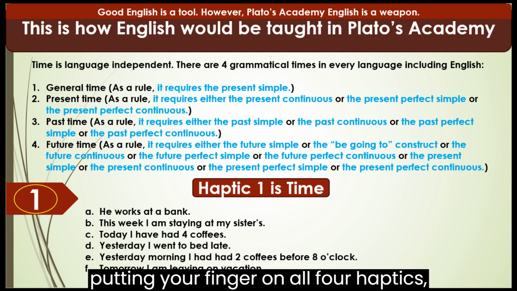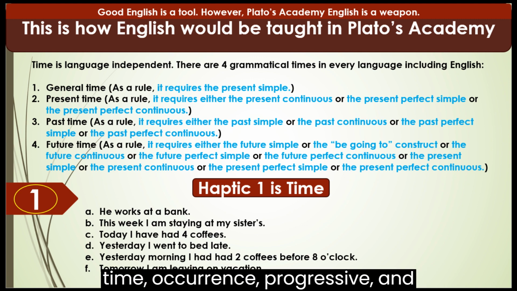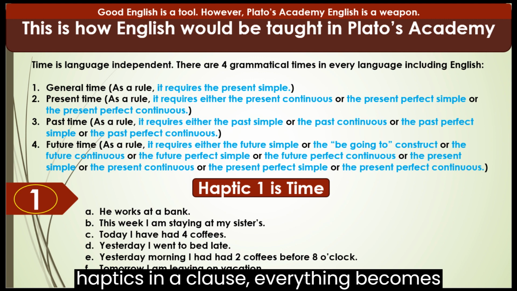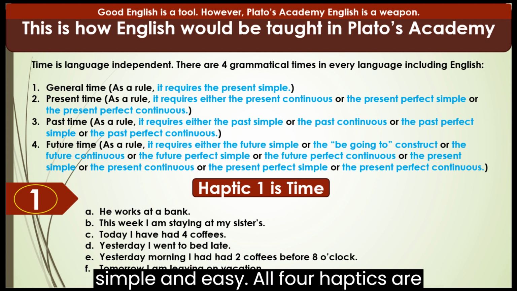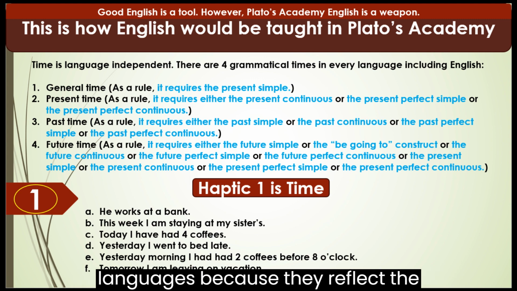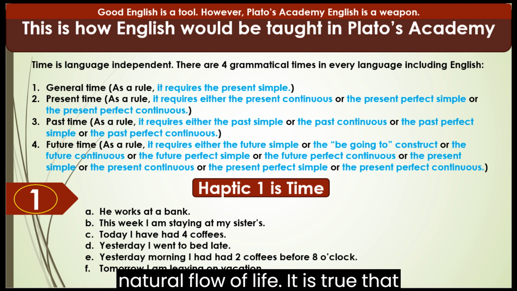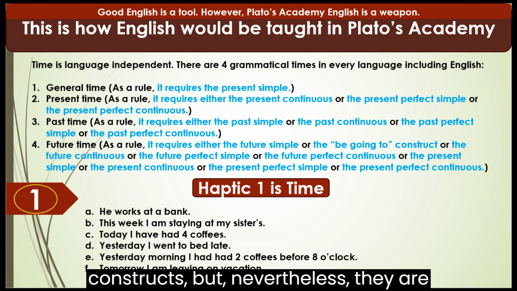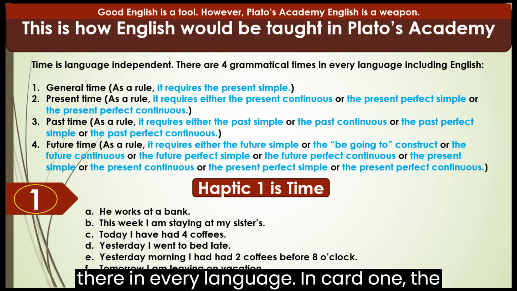You have to practice putting your finger on all 4 haptics: time, occurrence, progressive, and perfect. Once you can discern these 4 haptics in a clause, everything becomes simple and easy. All 4 haptics are language independent. They occur in all languages because they reflect the natural flow of life. It is true that they are rendered by different constructs, but, nevertheless, they are there in every language.